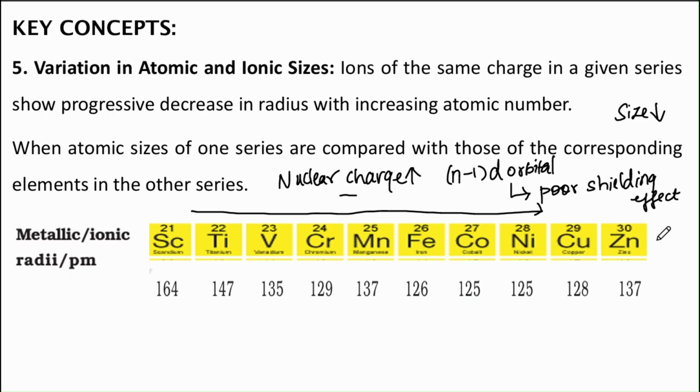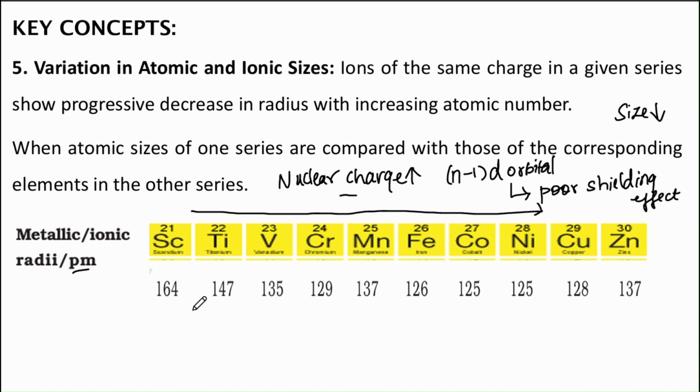When we go from scandium to zinc, across the series, the size has to decrease, and the concept is due to the increased nuclear charge and the incoming electron being added to the n-1 d orbital, and this d orbital has a poor shielding effect. As a result, attraction is more and the size has to decrease. But as we can see here, the atomic and ionic size is given in picometers.